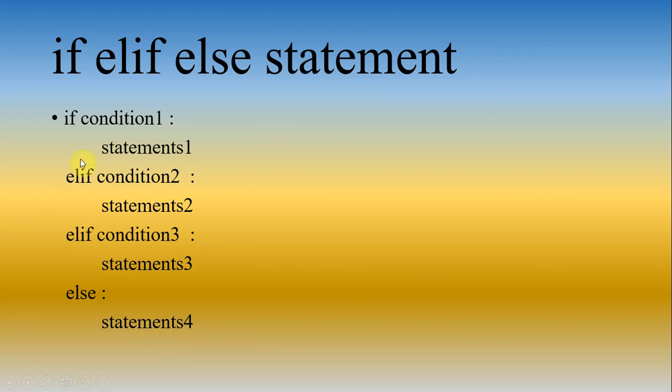The syntax remains the same. If condition 1 colon, then inside it with a tab or 4 spaces statements 1, then elif condition 2 colon, again tab, statements inside it, then in the same way the other elif, and then else colon and the tab and the statements inside it. Now let us write a simple program and understand this better.